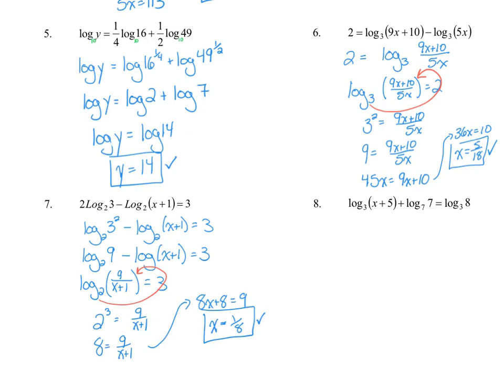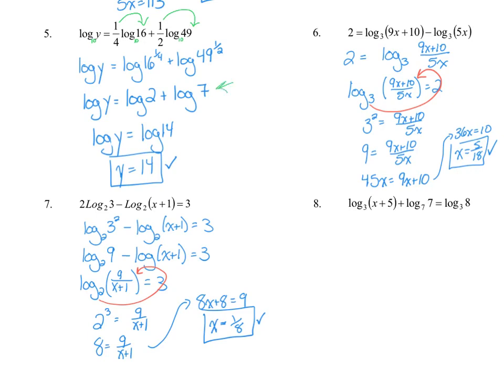The first thing we have to do is move the 1/4 and the 1/2 back into the argument. 16 to the 1/4 is just the 4th root of 16, which is 2. And 49 to the 1/2 is the square root of 49, so that's 7.